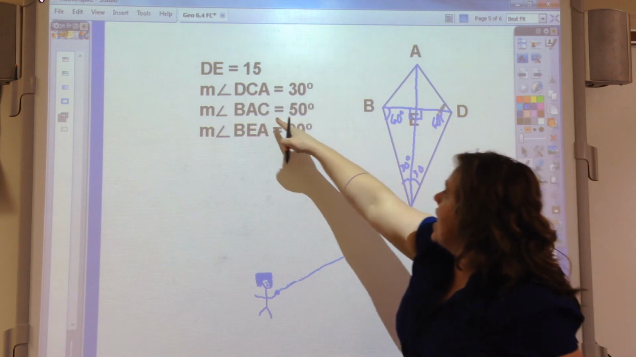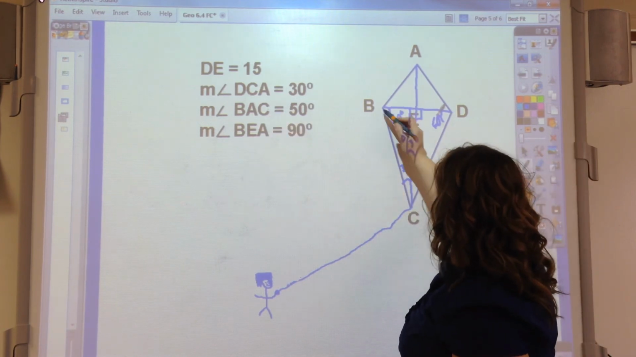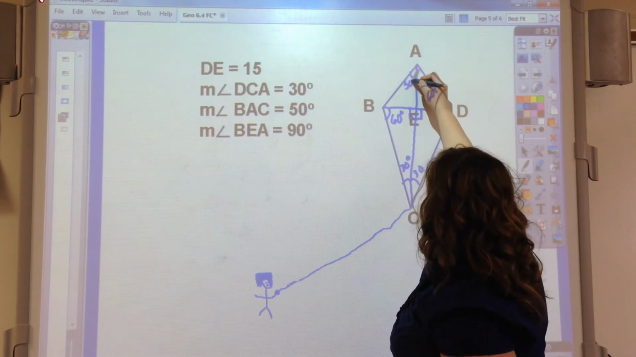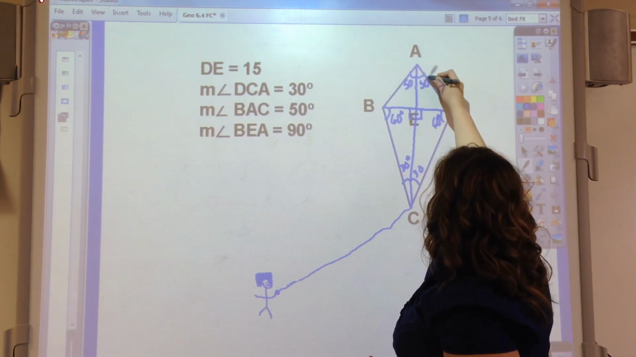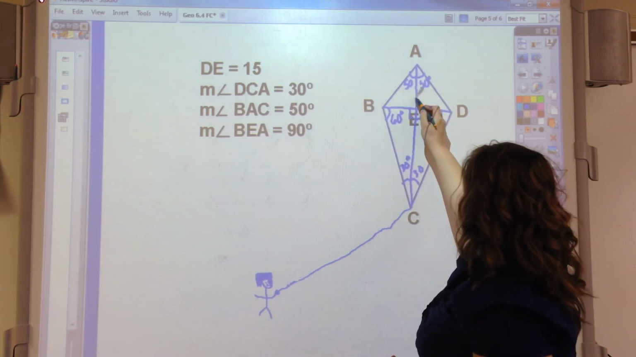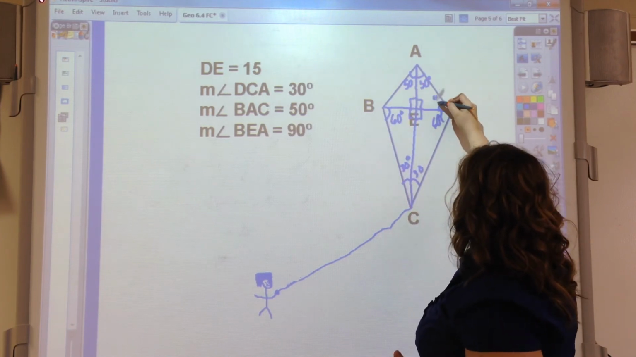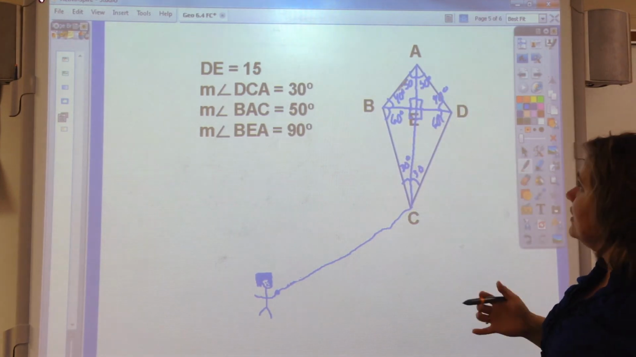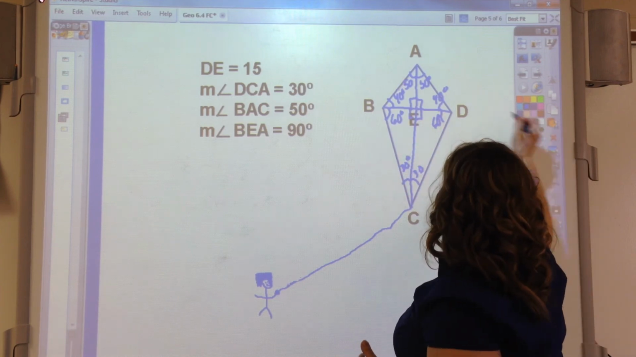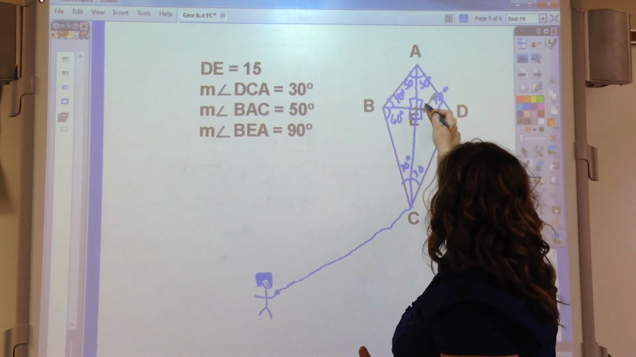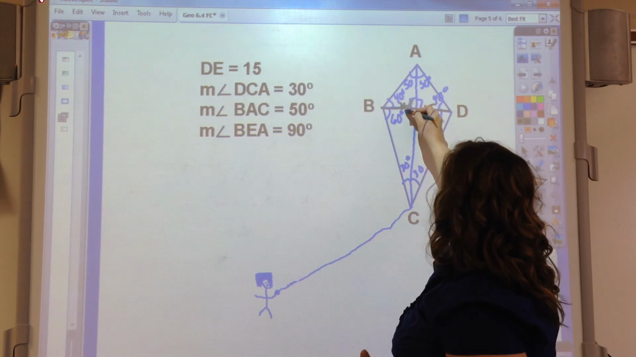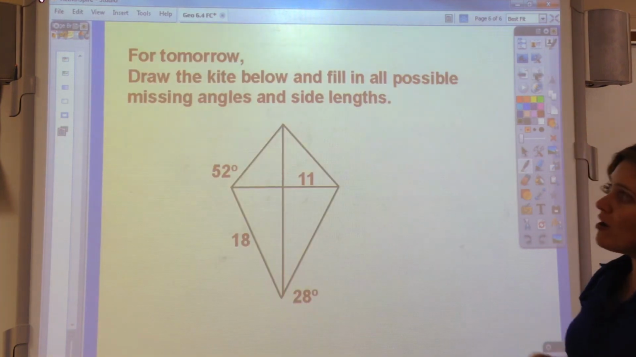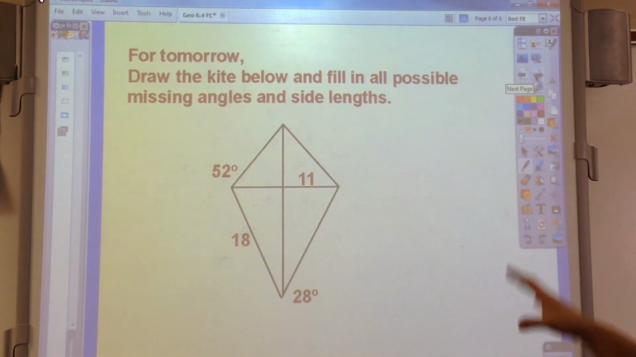And then now I know the angle BAC, so this angle right here is 50, which means that this angle has to be 50. And since these are 90, this one would have to be 40, and this one would have to be 40. Now, finally, I'm told that DE is a length of 15, so that tells me that this segment right here also must be 15.